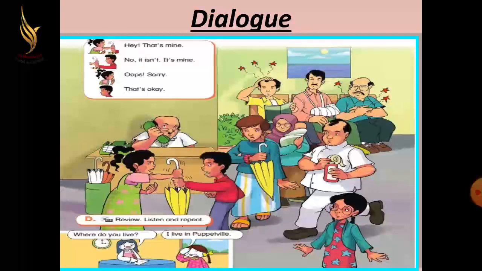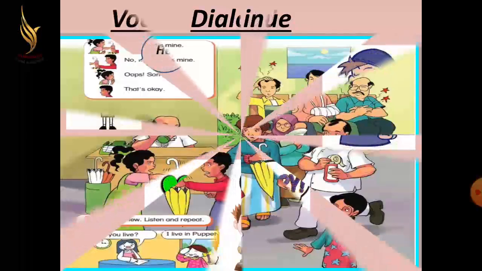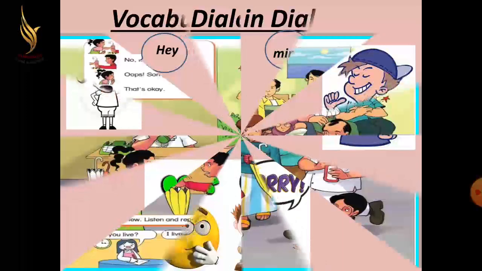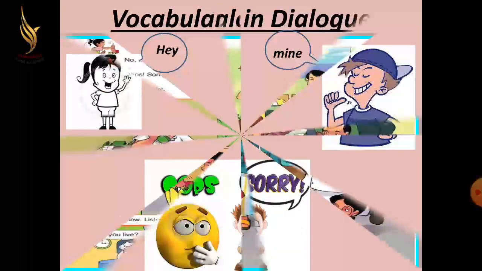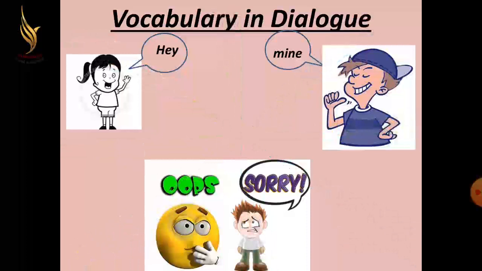Now let's learn some vocabulary to help you understand the dialogue well. The girl says, "Hey." Hey is a word you can say to make someone listen to you or look at you. Mine: when a thing is mine, it's for me. Oops: you can say oops when you are surprised or sorry. Sorry: you should say sorry when you do something wrong.